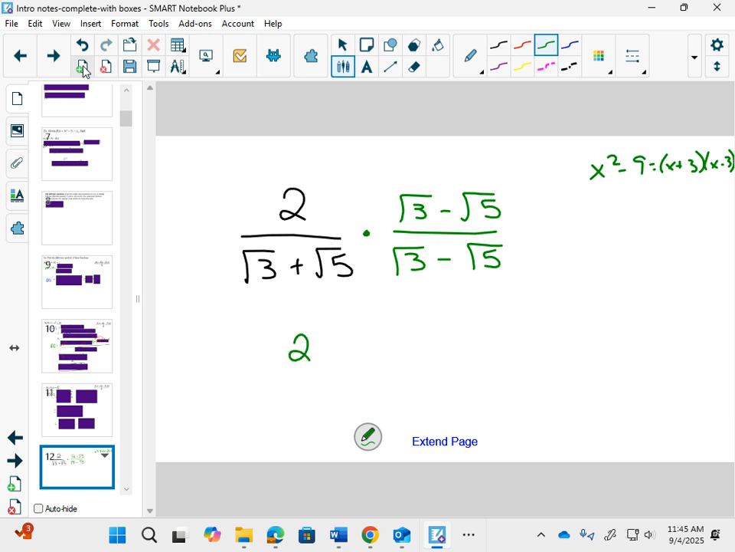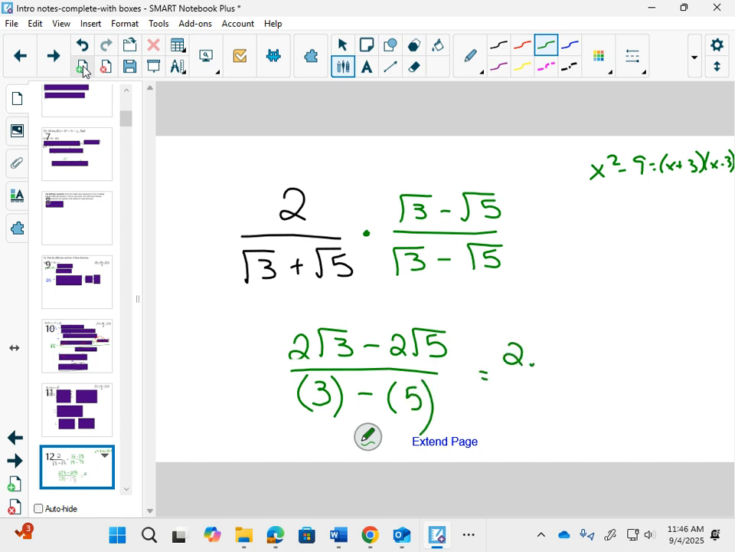And the top you just have to distribute. But the bottom, because it made this difference of squares, it would be the first one squared, and root 3 times root 3 is just 3. Minus, because it's a difference of squares, root 5 times root 5 would just be 5. And all of a sudden, we don't have a square root on the bottom. We have square roots on the top. And your head says, what was the point of that?